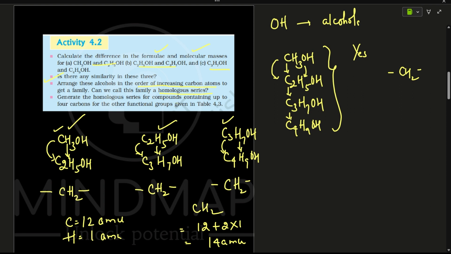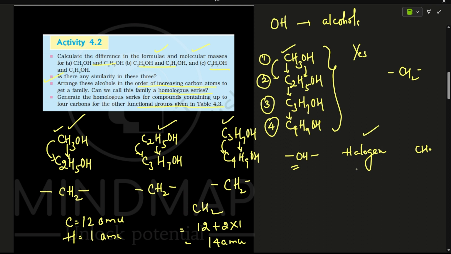Generate the homologous series for the compounds containing up to 4 carbon atoms for the functional groups given in table 4.3. In your book, in table 4.3, they have given the functional group of alcohols, halogens, aldehydes and so on. So you have to write their members up till 4 carbon atoms. The alcohols we have written here. This is methanol with 1 carbon atom, ethanol with 2 carbon atoms, propanol with 3 carbon atoms and with 4 carbon atoms, butanol.